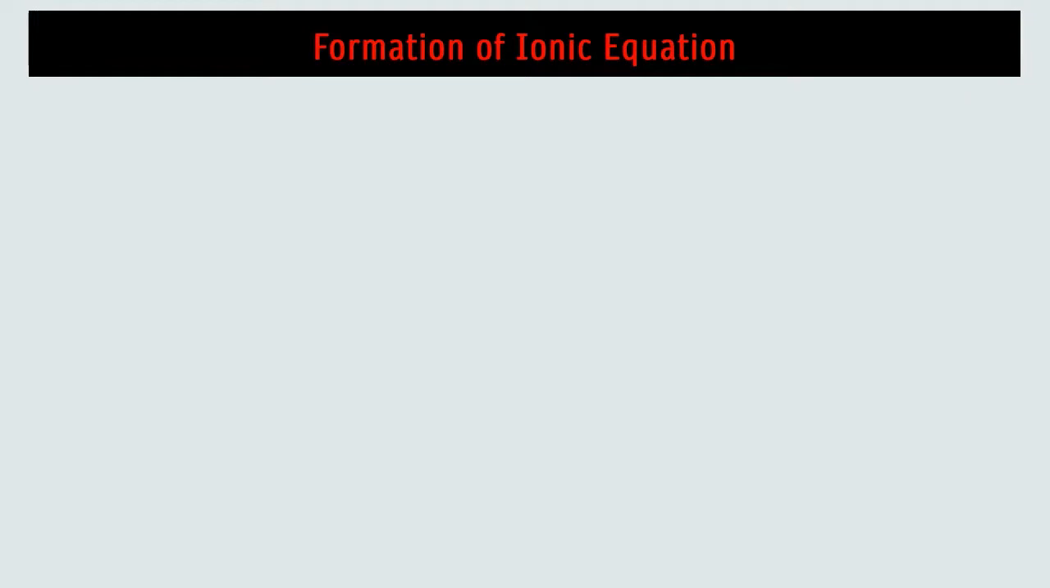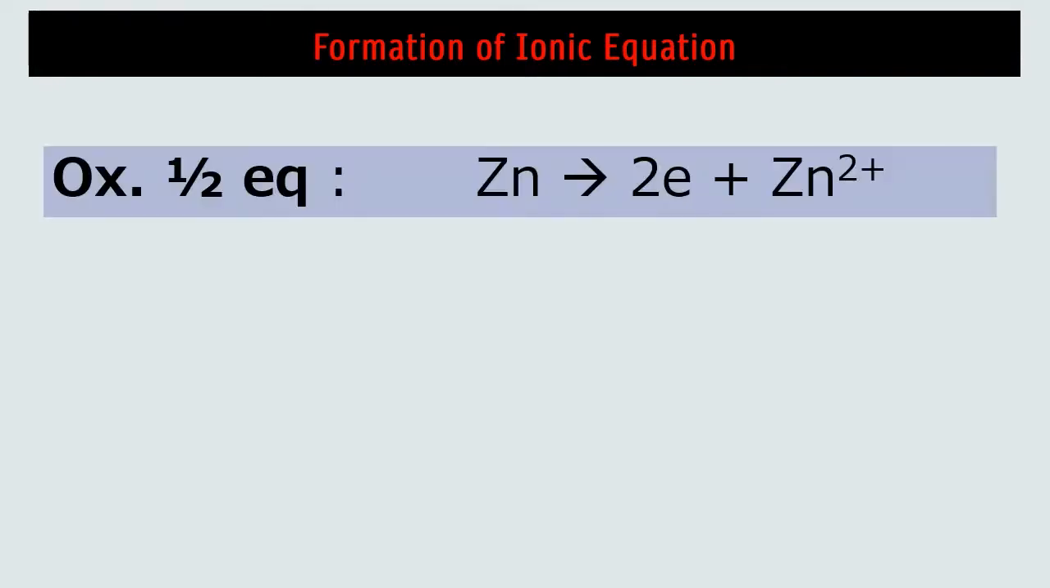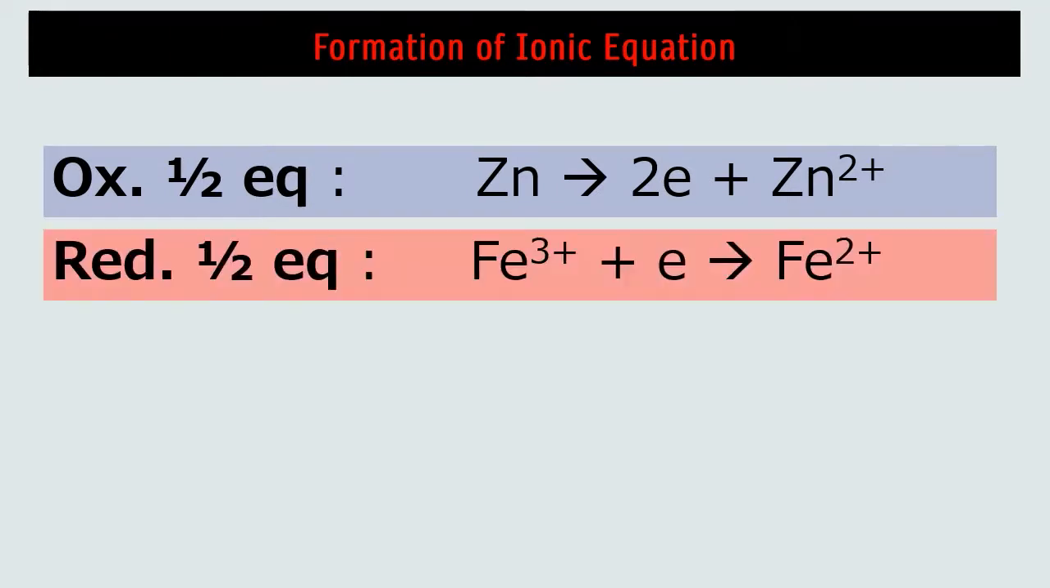Next, we need to write the full ionic equation for the reaction that occurred. In order to write the ionic equation, we need to have the oxidation half equation, where zinc atom releases 2 electrons to form zinc ion. And the second half equation is for the reduction reaction, where iron 3 ions receive electron to form iron 2 ion.